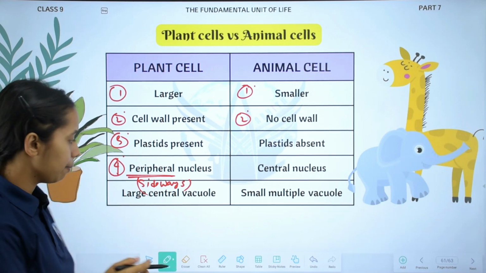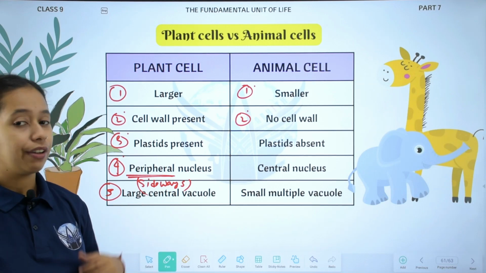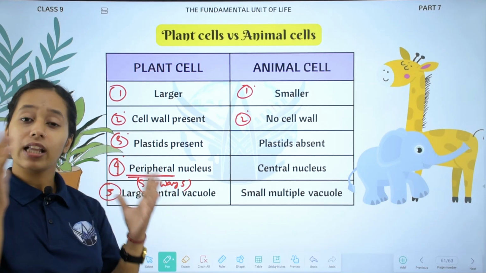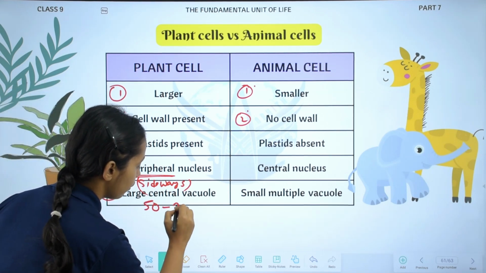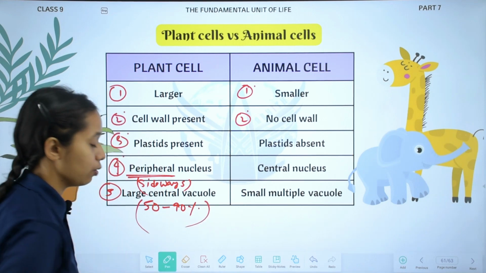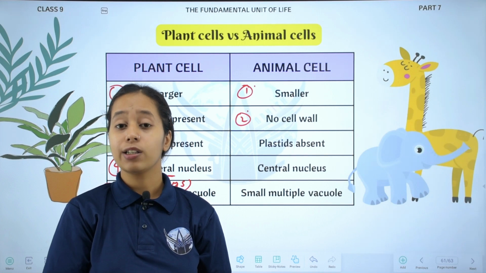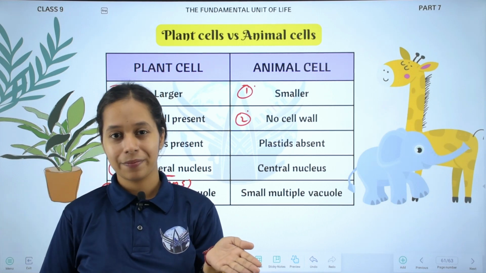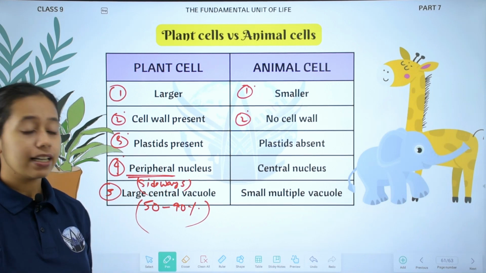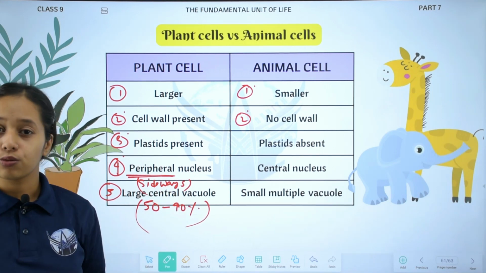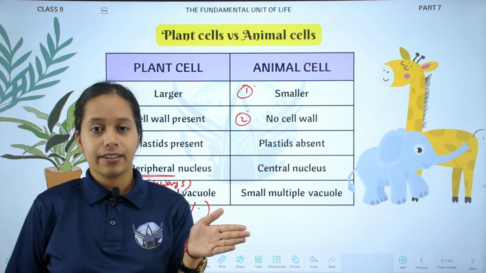Why are they there? Because plant cells have large central vacuoles. We have already discussed that vacuoles, they are so large in plant cells that they can occupy almost 50 to 90% of the cell volume. Since they are occupying such large portion of the cell, that is why the nucleus is pushed towards the side. Okay, so they have peripheral nucleus. Why do they have peripheral nucleus? Because they have big central vacuoles which cover up almost 90% of the cell. That is why the nucleus is pushed towards the side.